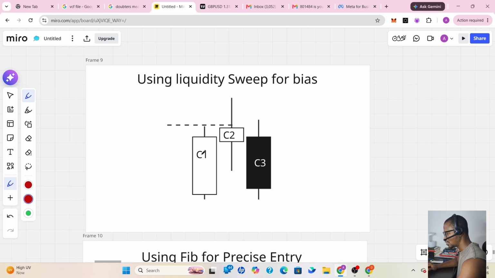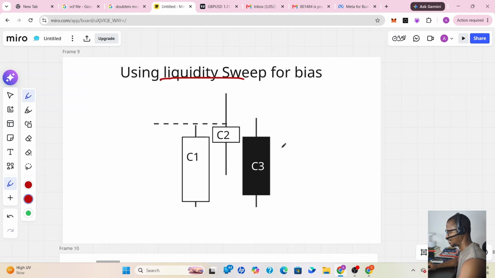So in this model of finding your buyers in the chart, I want to use a three candle model, you understand? And with this three candle model, we want to talk about two things. We're going to talk about using liquidity sweep as one of the methods to find your buyers in the three set of candles, and we're going to even talk about how to use Fibonacci as well to find the right place to enter the market. So let's start with the liquidity sweep first.